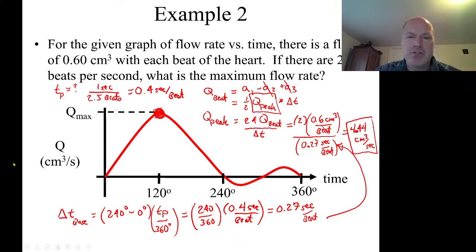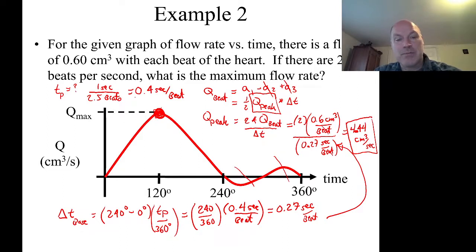Okay, that's a much more basic problem, right? We said the flow per beat is equal to area 1 minus area 2 plus area 3. We canceled out the two little areas because they're equal and opposite. All we had to do was figure out the area of a triangle, 1/2 Q peak times delta T. We solved for Q peak, so we had to rearrange. Then we realized we needed delta T. So we had to do a little bit of conversion.